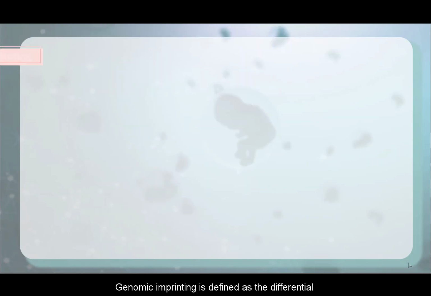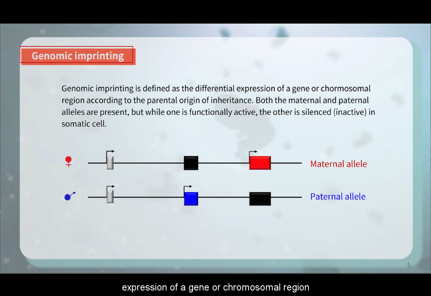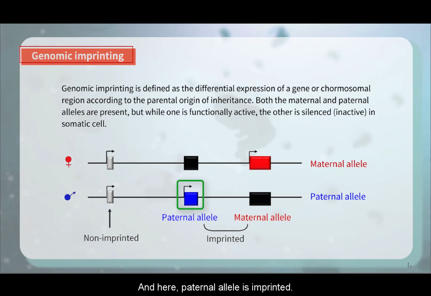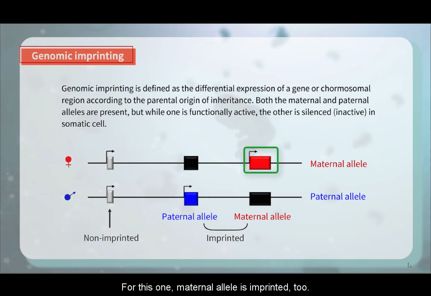Genomic imprinting is defined as the differential expression of a gene or chromosomal region according to the parental origin of the inheritance. Both the maternal and paternal alleles are present, but while one is functionally active, the other is inactive in somatic cells. Please look at this figure. The gray allele is non-imprinted, and here the paternal allele is imprinted, and for this one, the maternal allele is imprinted.